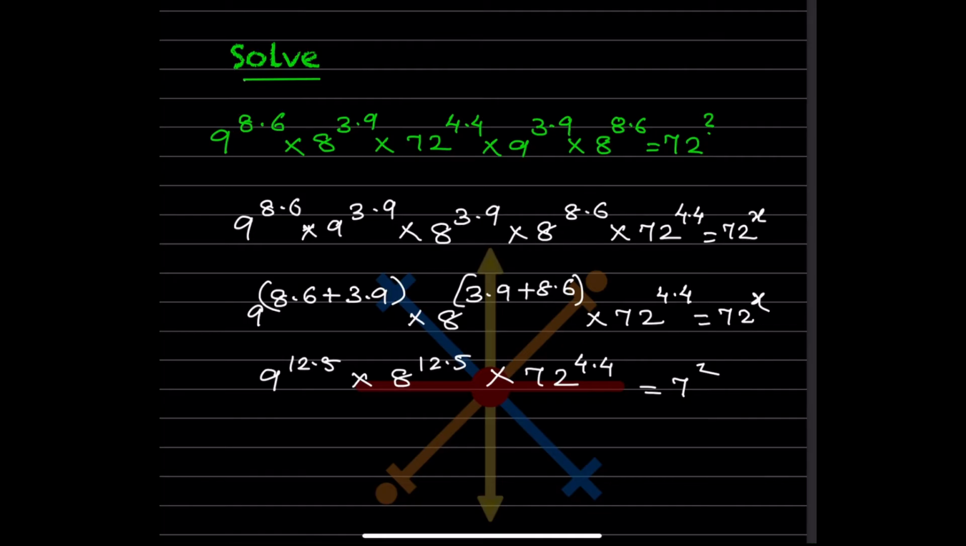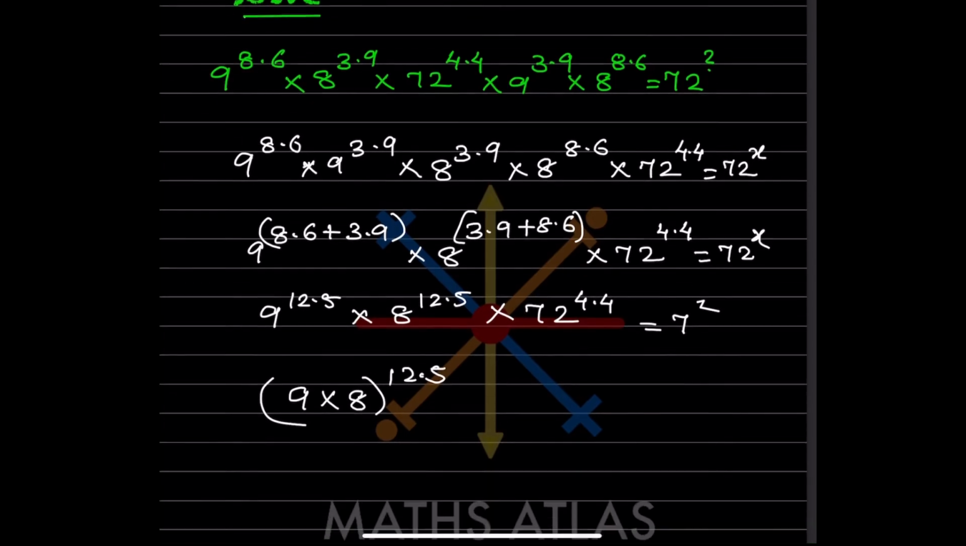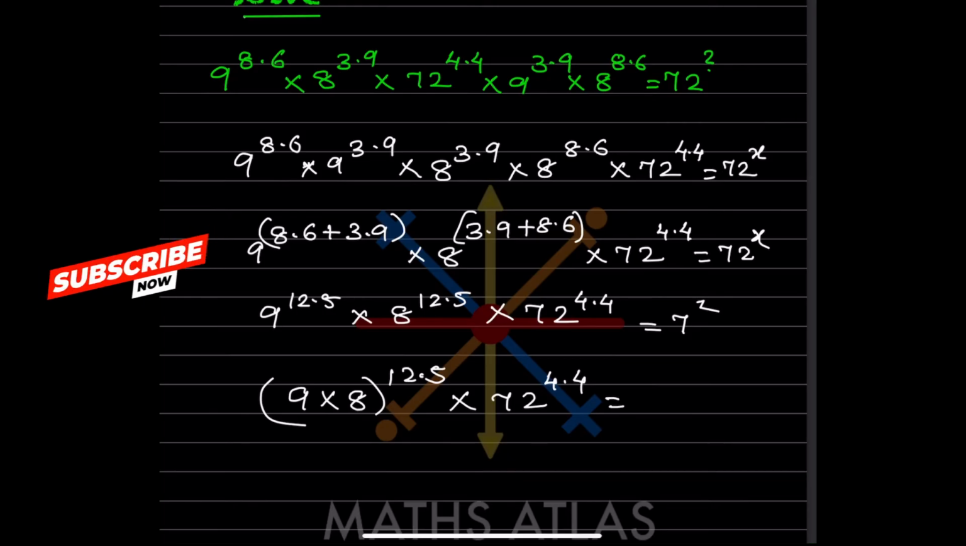So now what will you do here further? So now we can see here the exponents are the same. So what are you going to do? You are going to multiply this base. So now you can write 12.5 common for both of them into 72 raised to 4.4, sorry for this one, it should be 72 raised to x. So this is going to be 72 raised to x.